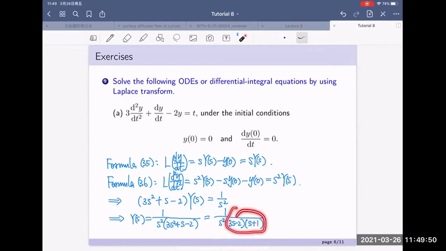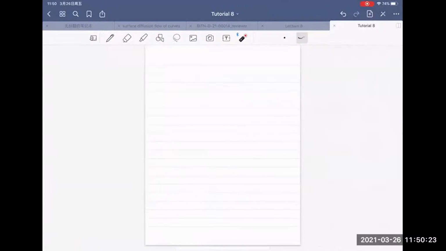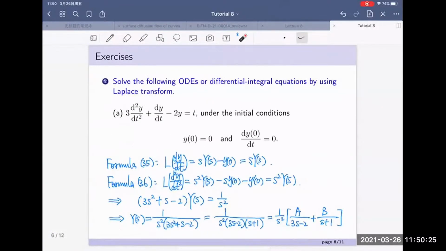This part contains two factors in the denominator, and we can decompose it into two parts. Each part contains only one factor. So let's say we decompose it into these two parts. Each part contains only one factor in the denominator. The question is to determine what A and B are.